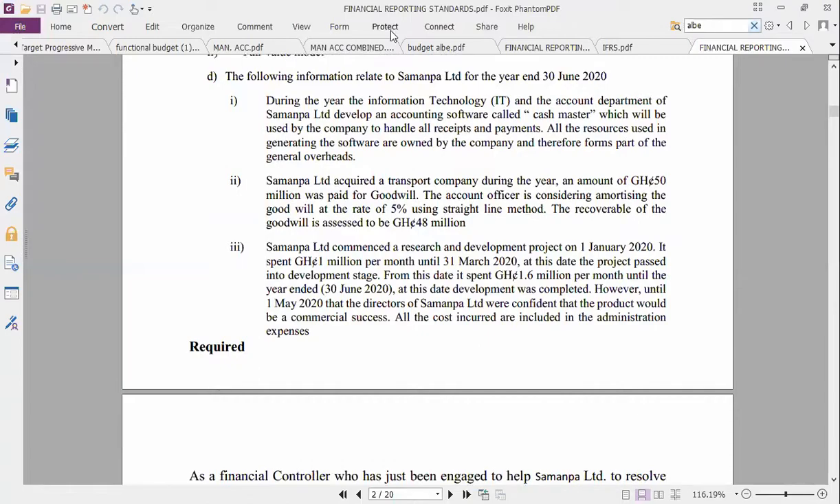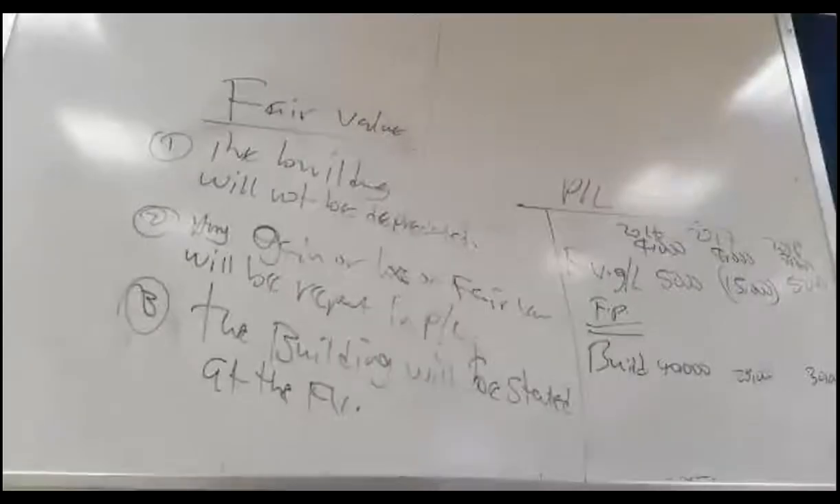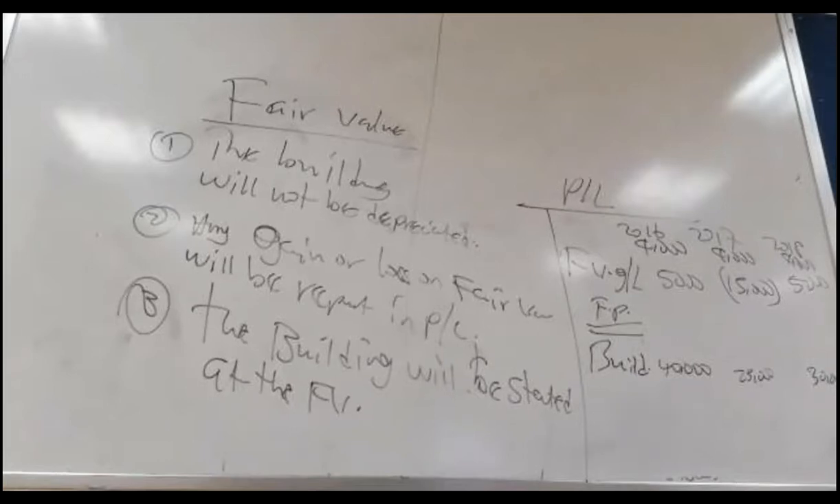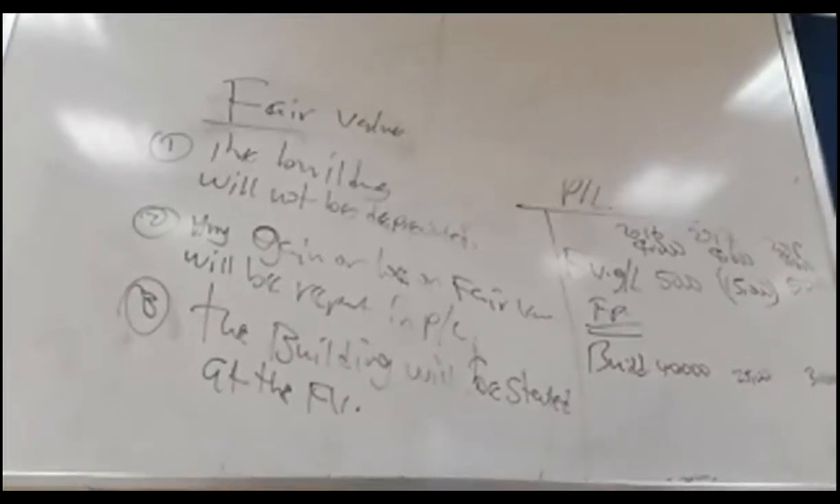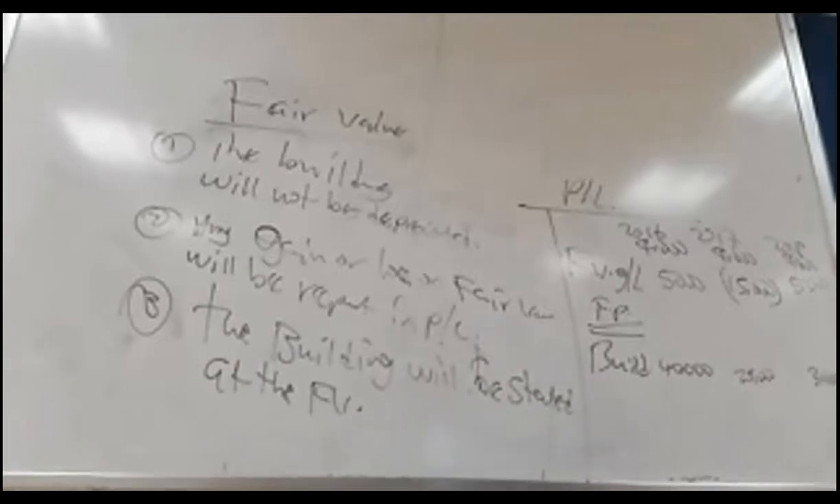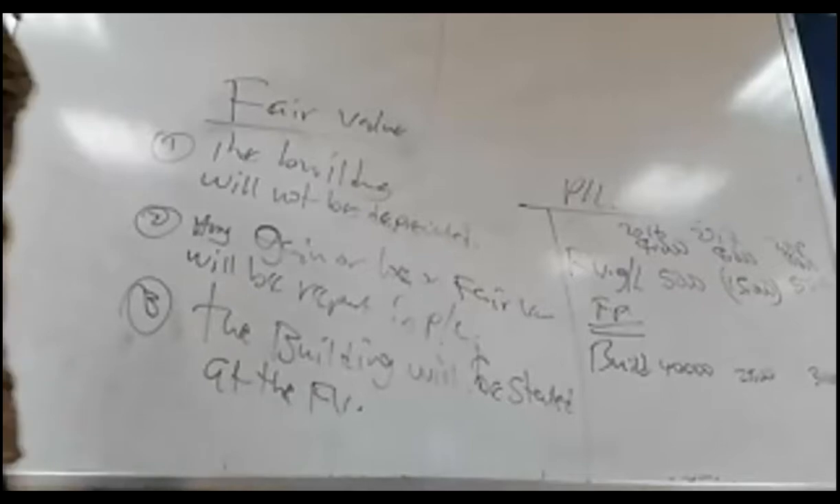Now this is IAS 38. It has three items. So let's quickly look at the three items that IAS 38 prescribes. Under IAS 38 on intangible assets, there are basically three specific issues that were raised, which are not new. So let's quickly look at that.